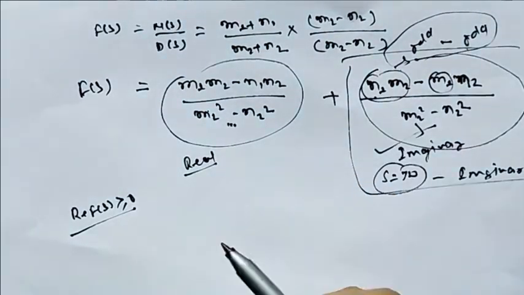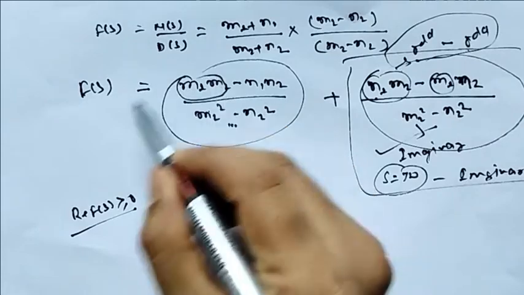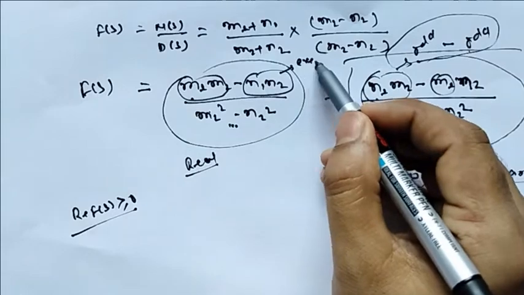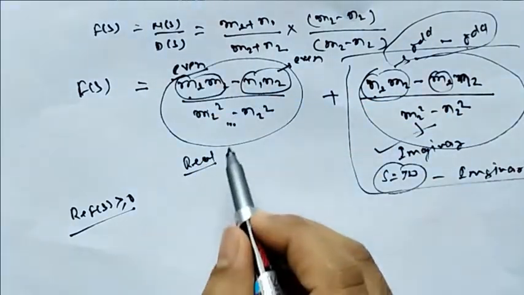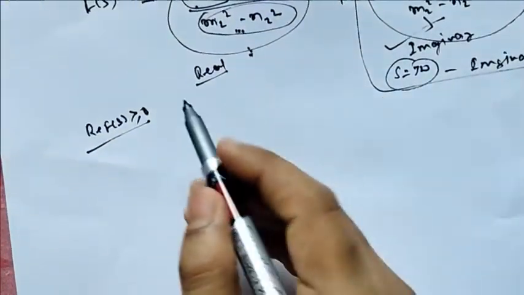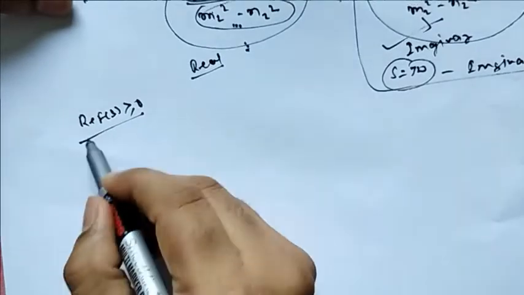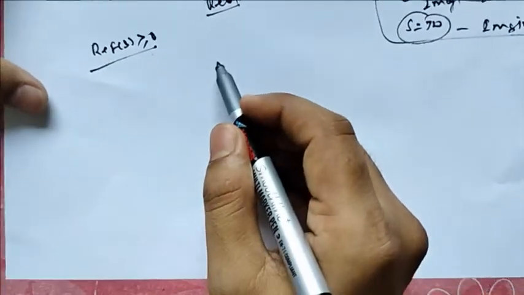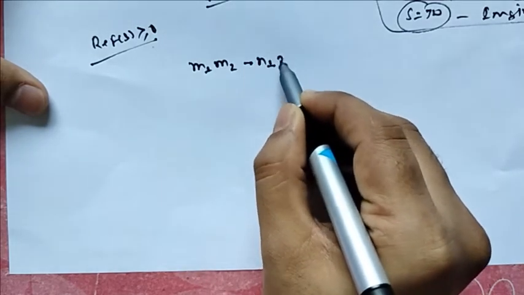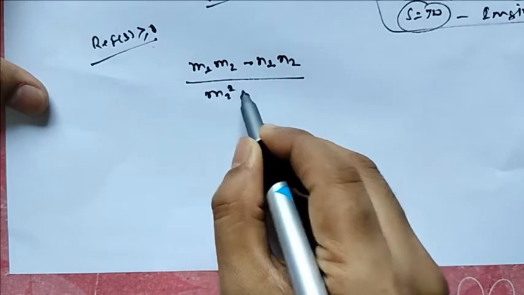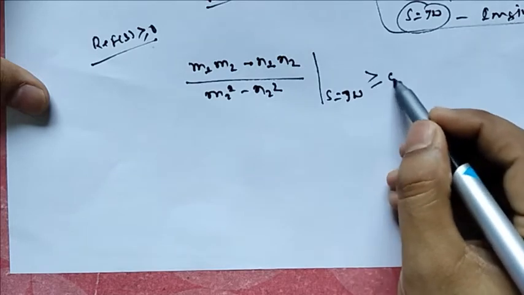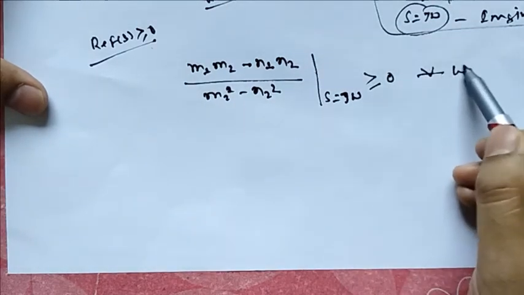Now we are here with m1 m2. This is the product of even terms, and this is n1 n2, the product of odd terms. It is going to give me even minus even, which will give me even, and the square in the denominator will also be even. So this is the point that we need to consider. Now we need to check that the real part of Fs is greater than 0. It means (m1 m2 minus n1 n2) by (m2 square minus n2 square), with s equal to j omega, is greater than 0 for all omega.